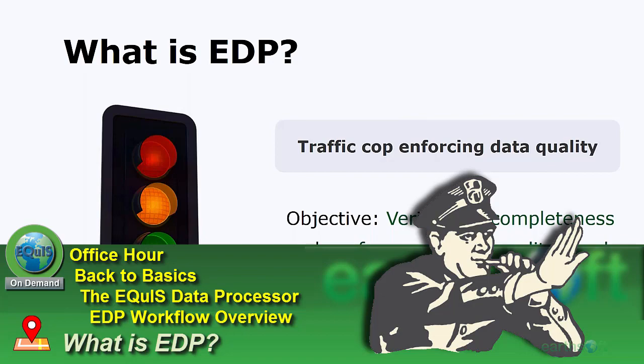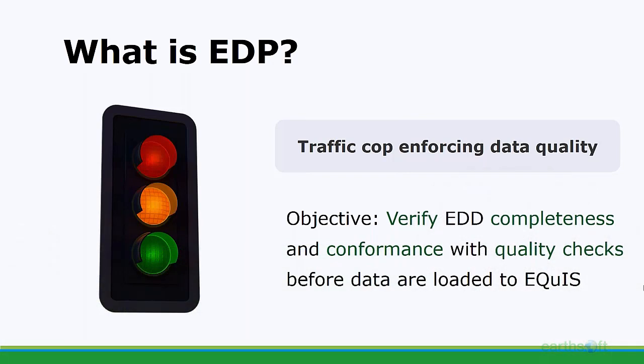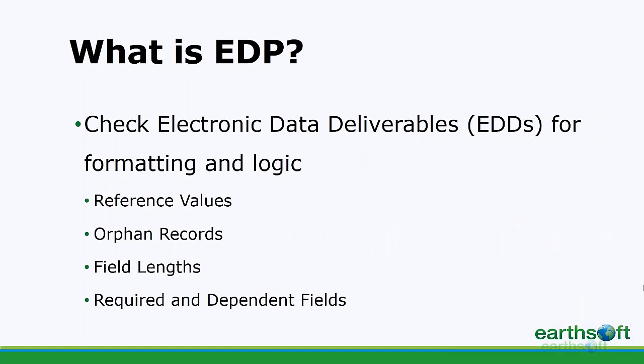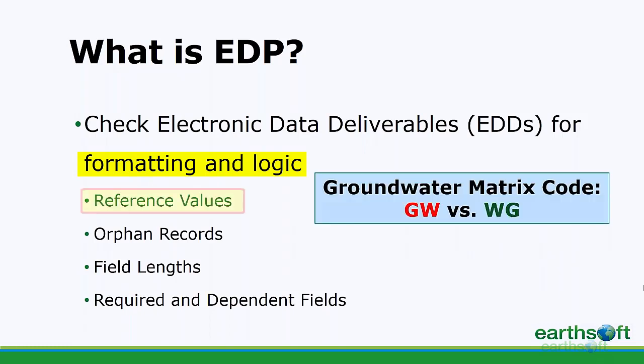EDP is largely considered the traffic cop that enforces data quality before data are allowed into EQuIS. So EDP's objective is to verify the completeness of each electronic data deliverable, whether it be field data, lab data, or another data type, and ensure that each EDD conforms to your quality standards before the data are loaded and before they're allowed into EQuIS. So what does this mean in terms of quality standards? We divide these into two categories, both formatting and logic, and some examples of these include reference values.